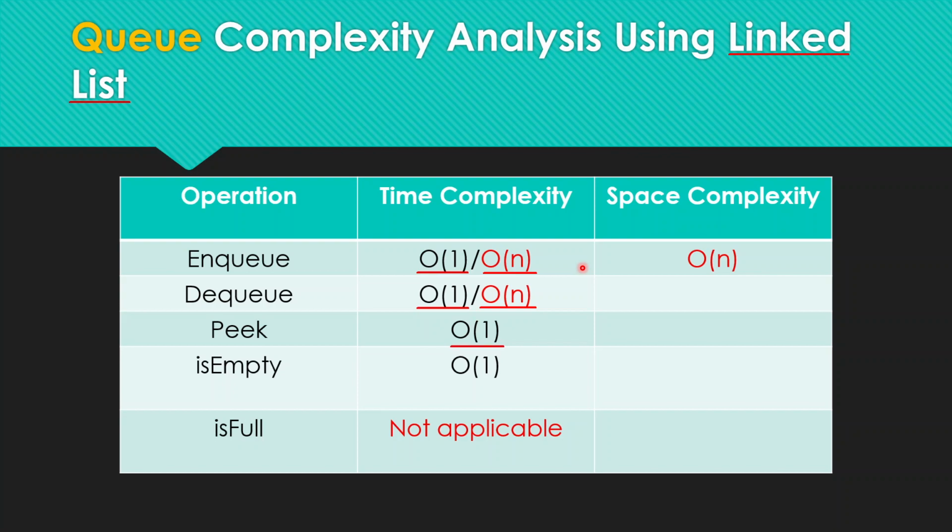For peeking, just looking at what is on the head of the list is O(1), linked list that is. And for checking whether the linked list is empty, it's just O(1). We just check if the head is none or null. For linked list, we don't have the is full operation because we do not specify the size of the queue when you're using a linked list. We only do that when you're using an array or a list. For the space complexity, again, it's just O(n).